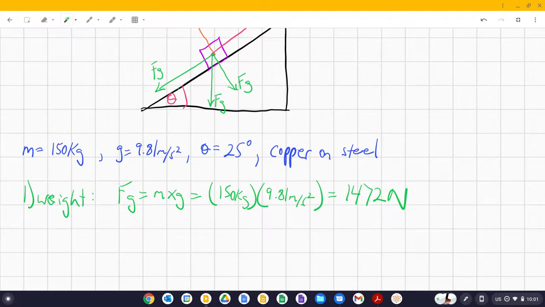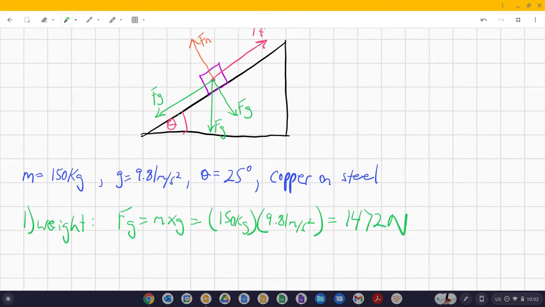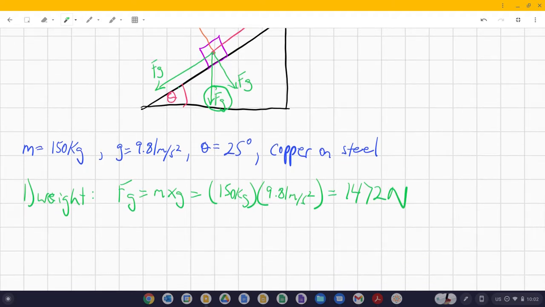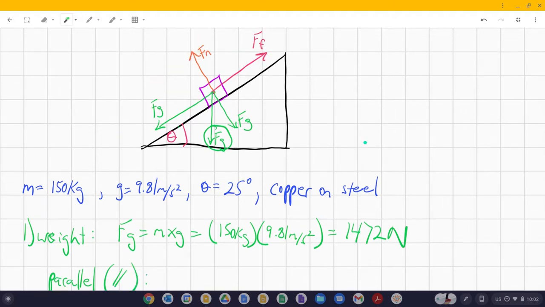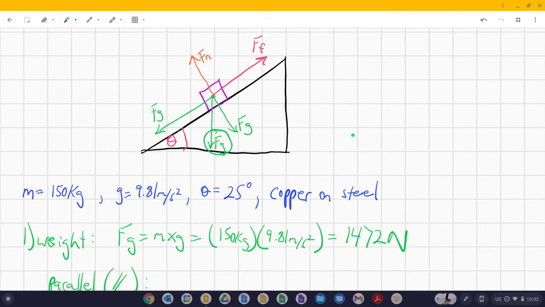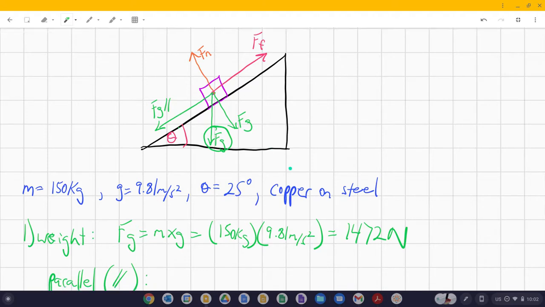Okay, so now we have the weight. Now here's the deal though. What we just got is the weight if it was on flat ground. So now what we have to do is find the parallel, which means along with the surface, and then the perpendicular. So why don't we find the weight parallel to the surface? And if you're not sure what that is, that's this guy. Parallel, remember, that means that lines will never intersect because they have the same slope. So whatever's going along with the slope is parallel.